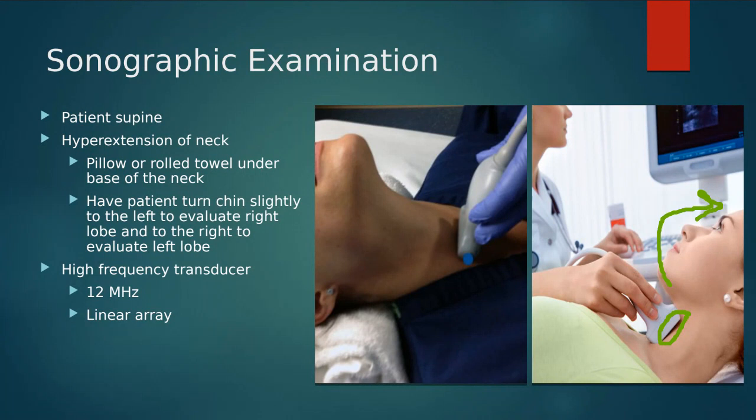So if you are a patient right now, go ahead and lift your chin up. If we are looking on the right side, if we're looking at our right lobe, we want that patient to turn their chin to the left, turn it away from us. That way we have more room to work on that right side. Now, when we go over to the left side to evaluate, we want to turn that chin towards us, towards the right side, giving us more room to manipulate our transducer on the left.